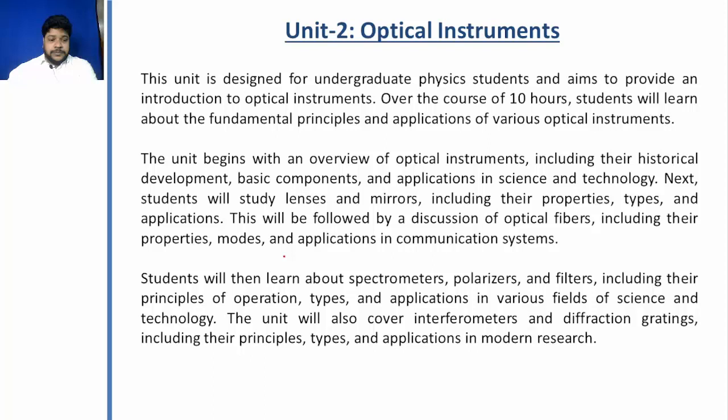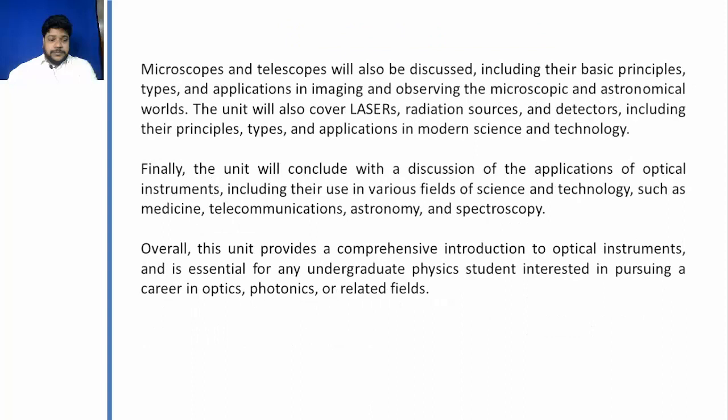In continuation with lenses and mirrors, we will also talk about the spectrometers, polarizers, and filters, including their principle of operations, types, and application in various fields of science and technology. We will also cover interferometers, diffraction gratings, including their principles, types, and application. Also, we are going to discuss microscopes and telescopes, including their basic principles, types, and application in imaging and observing the microscopic and astronomical worlds. Here we will also talk about lasers, radiation sources, and detectors, including their principles, types, and application in modern science and technology.